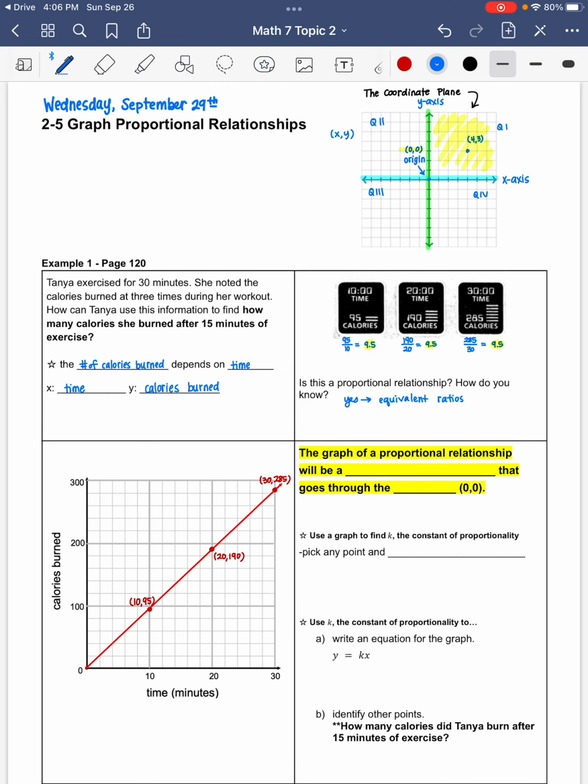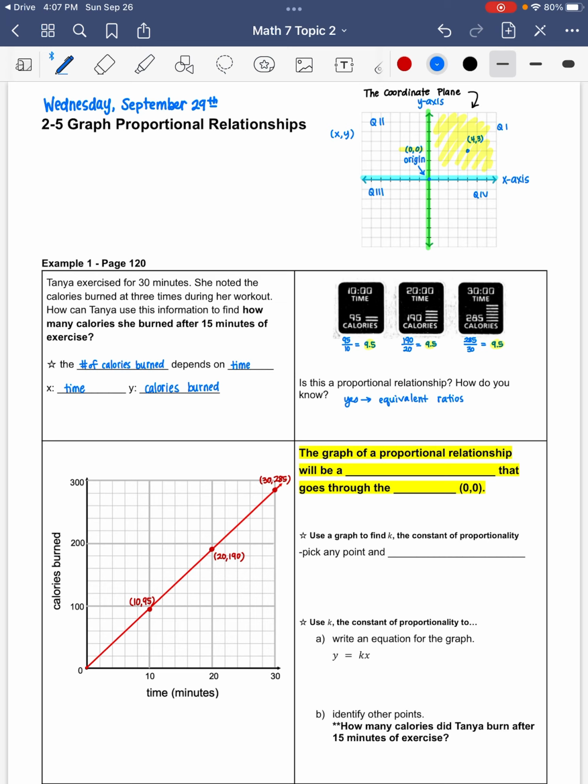So now let's move on. I've already got my graph for this problem situation right below this. So my graph is right here. So what do I notice about the graph? Well, I notice it's a straight line. It's going up. And I notice that it starts right here at 0, 0. It starts at the origin. So we've already determined that this is a proportional relationship.